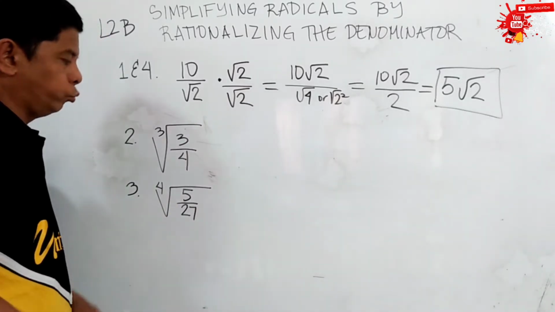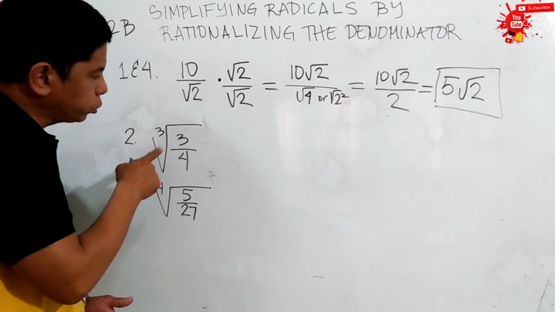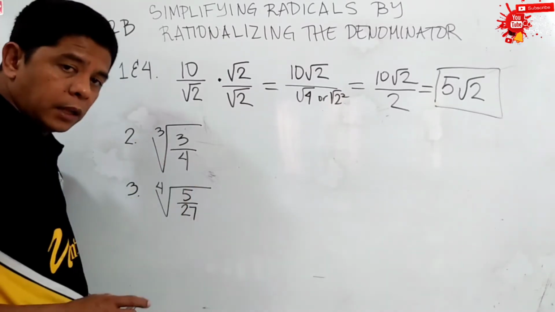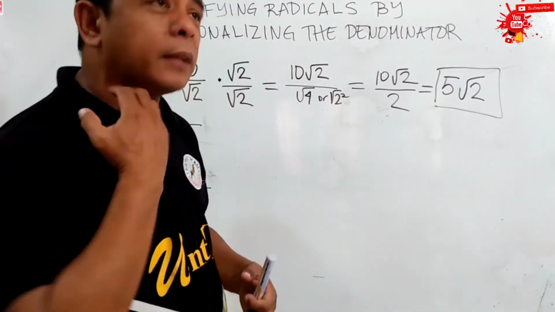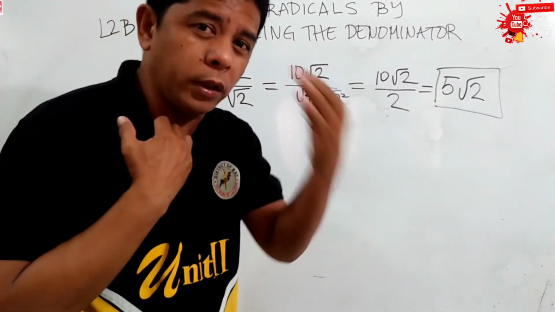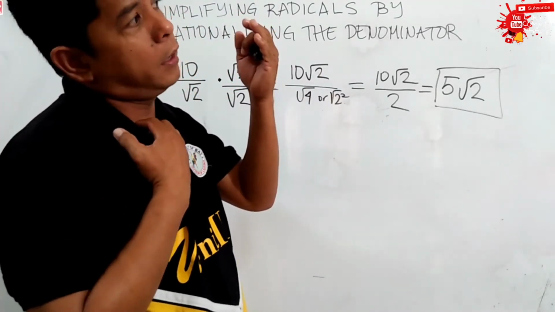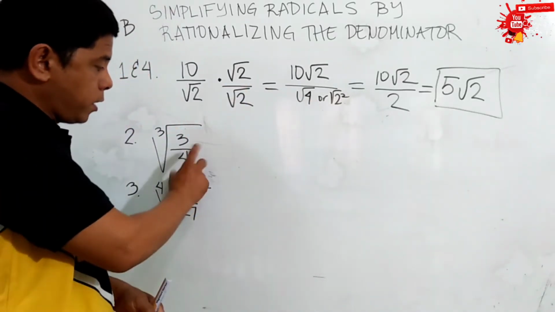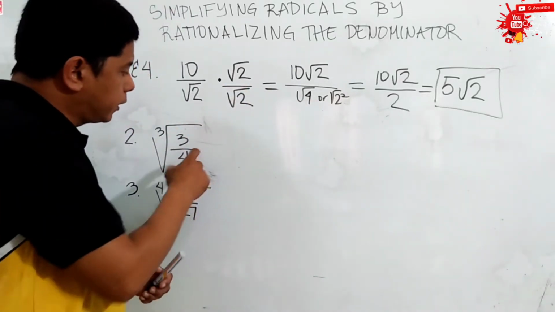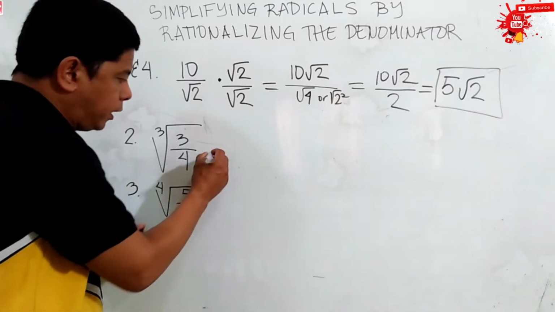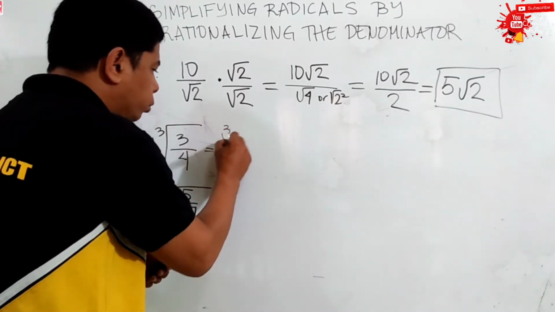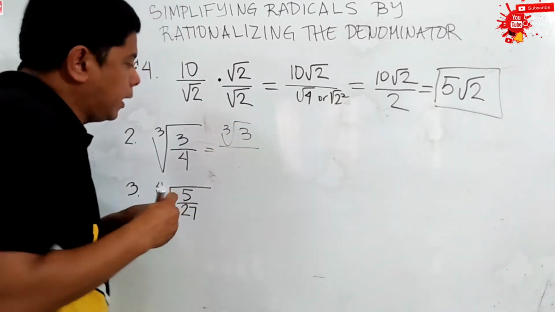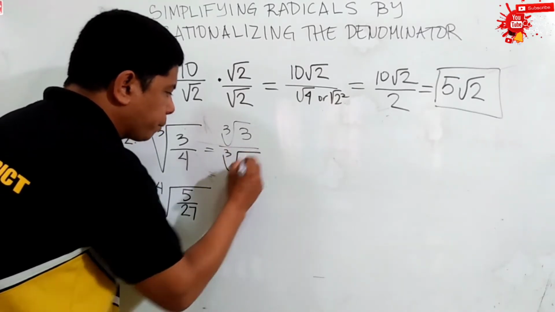How about number 2? Cube root of 3 over 4. Okay? So this is it. The 4 is easy. What are the perfect cubes that are easy to remember? 8, 27, what else? 64, 125. The next ones, you multiply yourselves. Okay, so 4. What numbers can we multiply? So this is equal to cube root of 3 over cube root of 4.